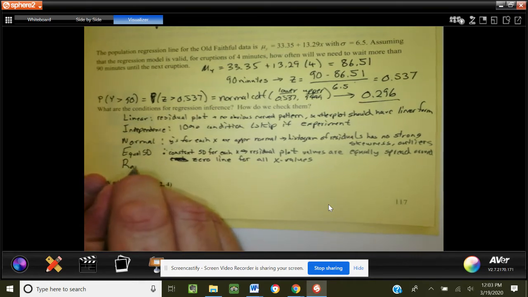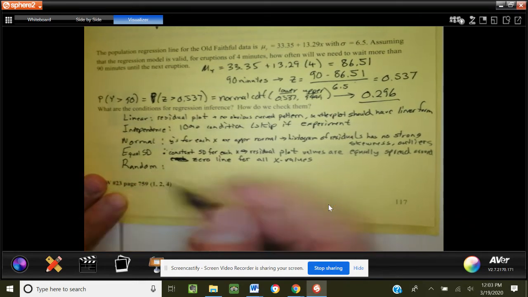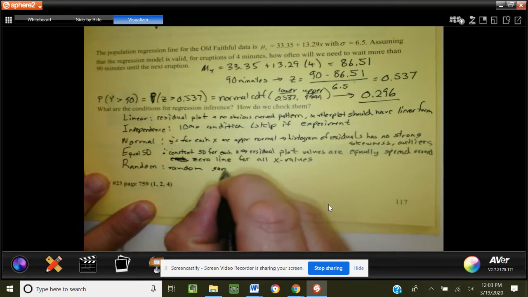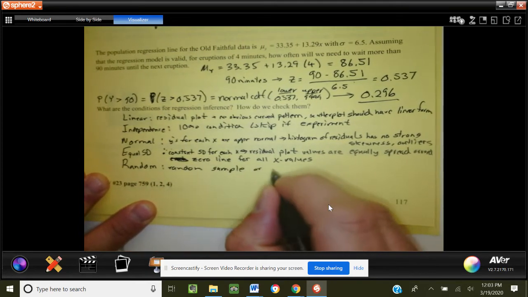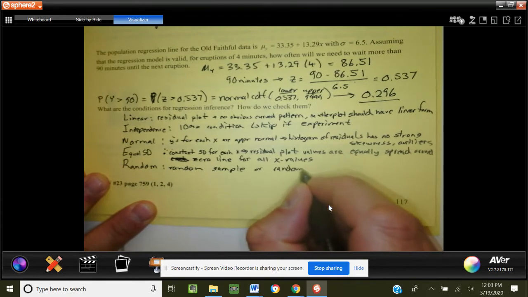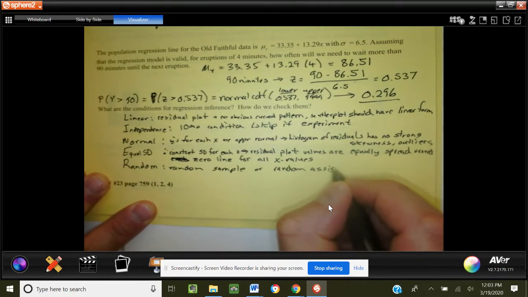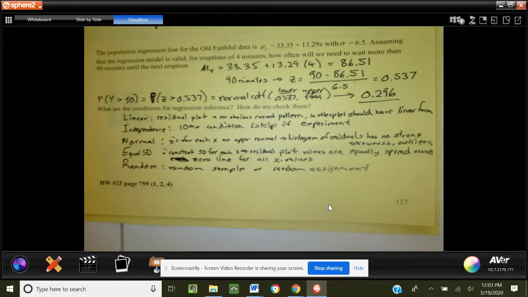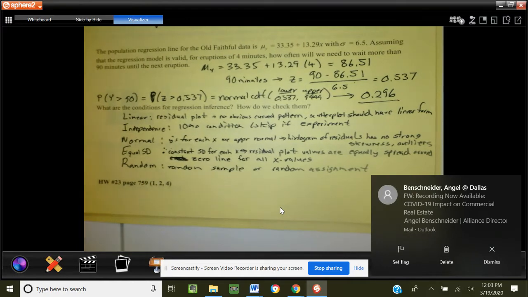All right, and then the random condition, you know how to check that. Random sample or random assignment. It's probably the least fun thing about this process, checking the conditions. All right. Okay. Let's move on.